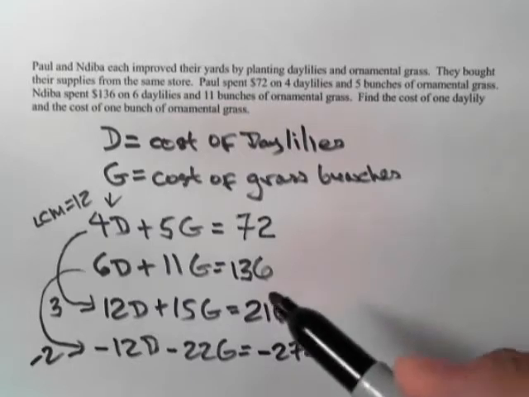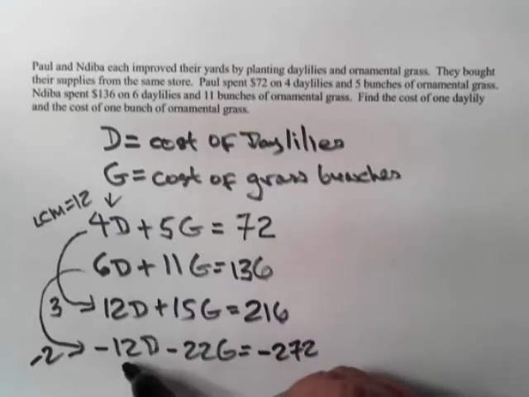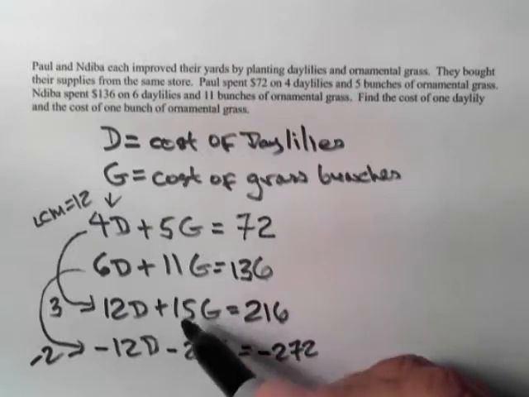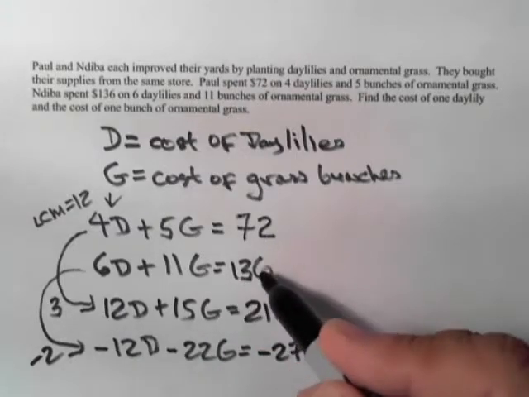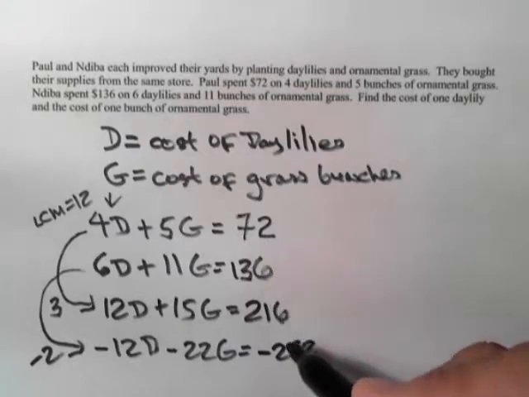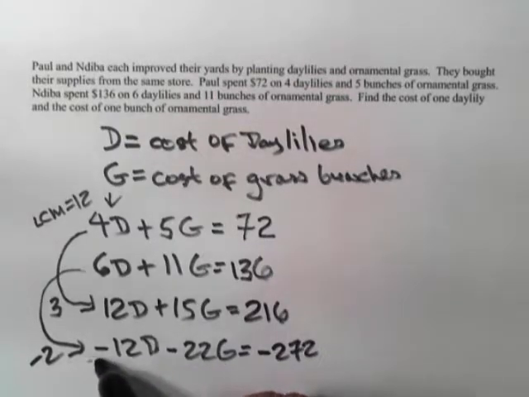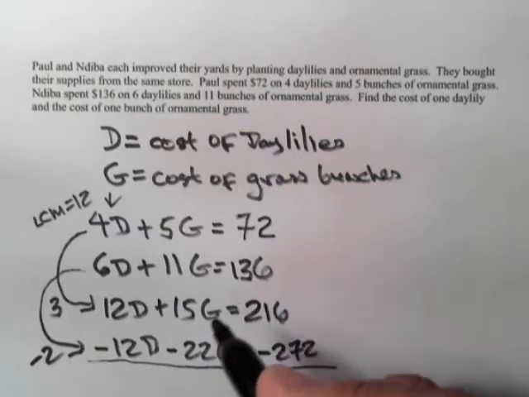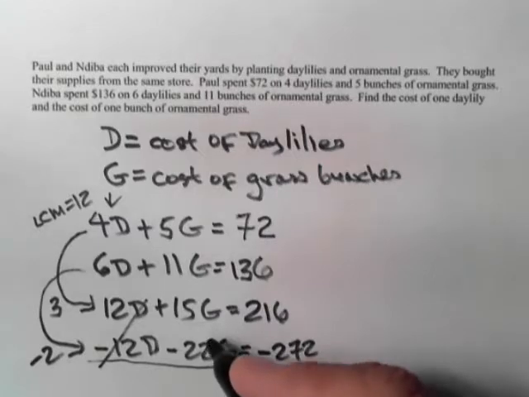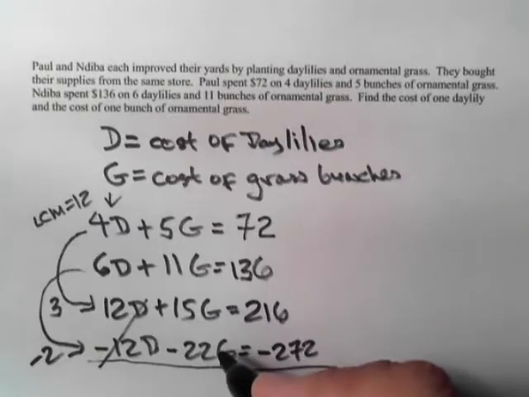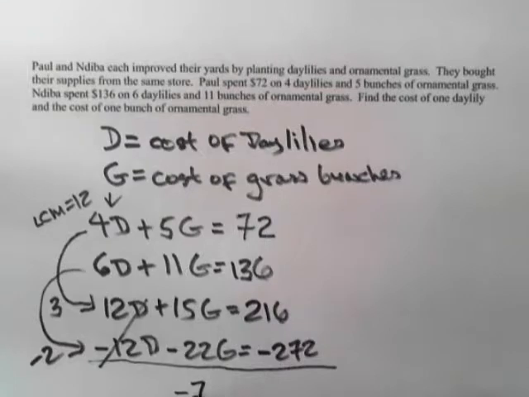Okay, let's see what we got here again. Negative 2 times 6 is negative 12. Negative 2 times 11, negative 22. 2 times 136 would be 272, but it's going to be minus. So yeah, here we go. Now, we canceled out the daylilies. So let's see, what do we have? Plus 15 bunches of grass minus 22 of them. So negative wins by 7. Negative 7 bunches of grass.